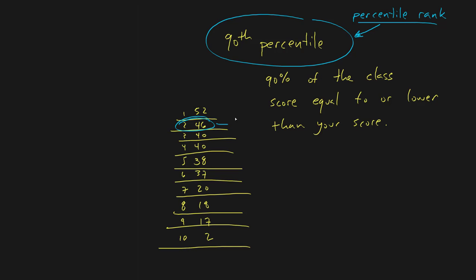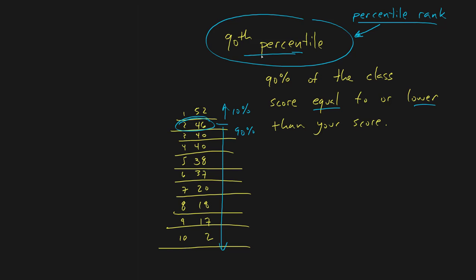The reason for that is because only 10% of people scored higher, whereas 90% scored equal to or lower. So that would put you in the 90th percentile of the class. It doesn't mean you got 90% on your exam. We can see here you only got a 46, but once the class is put into order in terms of their marks, you are the dividing point between the lower 90% and the upper 10%. So that's what a percentile rank is.